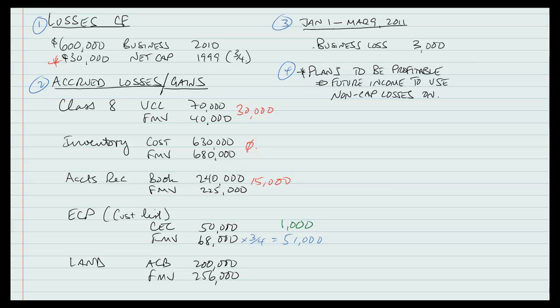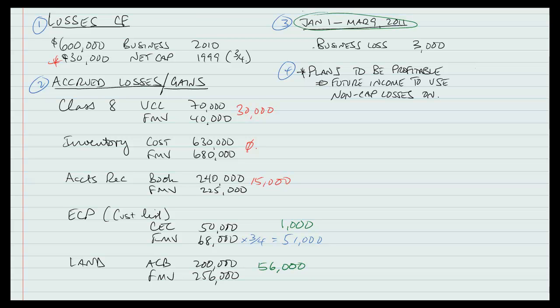Then when I look at the land, this one they told us specifically does have a gain of $56,000. And then this last piece over here is just telling us that for this tax year, the one we will be filing a return for now, January 1 to March 9th, there's already been a loss for tax purposes of $3,000.